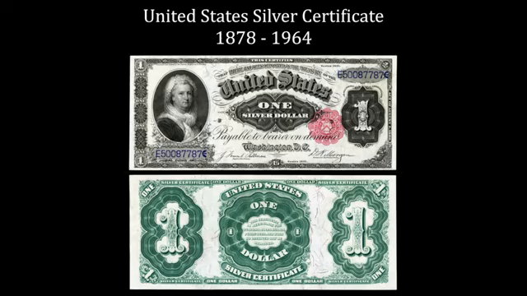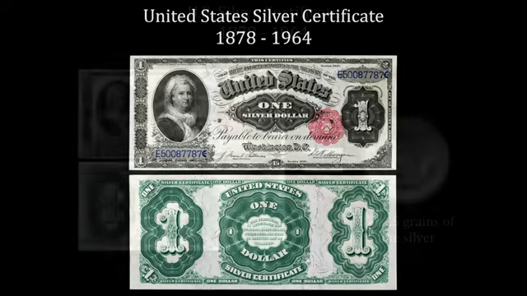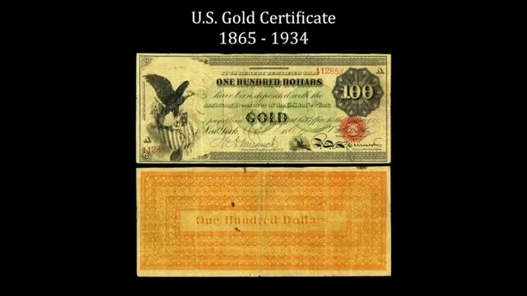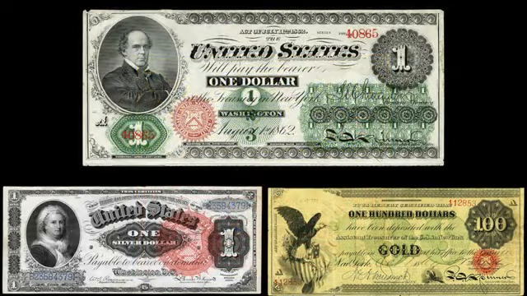These certificates could be exchanged for silver coins on demand. These silver dollars contain 371.25 grains of fine silver, the constitutional definition of a dollar. The federal government also issued gold certificates from 1865 to 1934. However, this type of paper money was not generally intended for circulation to the public. Interestingly, United States government-issued currency was not the predominant currency circulating in the United States after the Civil War.